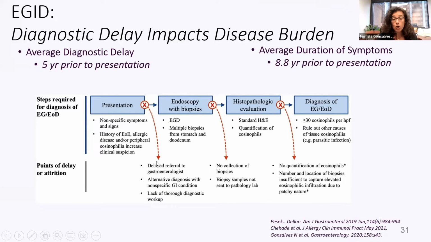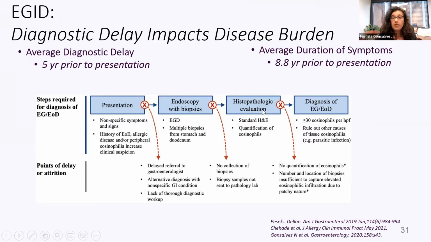So there's a delay in referral to the gastroenterologist. They may be given an alternative diagnosis, such as irritable bowel, and there may be a lack of thorough diagnostic workup, so they fall off the grid. If someone is astute enough to pick up on this, they get referred to that gastroenterologist, and then they need endoscopy with biopsy. And again, we just talked about that endoscopy and multiple biopsies are needed. However, perhaps they're referred, but there's no biopsies that are taken, or the biopsies are not sent to the pathology lab for histology. They're taken for H. pylori.